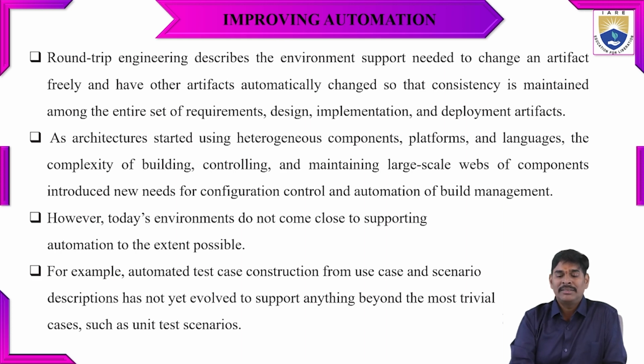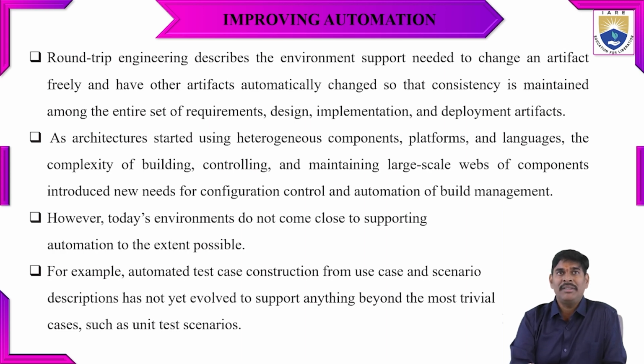Whereas in the architecture, they mainly need to concentrate on heterogeneous, not on homogeneous. Heterogeneous components means they can have various types of components, platforms and languages, and the complexity of building, controlling and maintaining large scale webs of components. So when you are having the architecture, we need to verify the various types of components. These different types of components have to be used in the architecture part, so that it will be very helpful for building as well as controlling and maintaining the large scale configuration and controlling the automation of the build management.